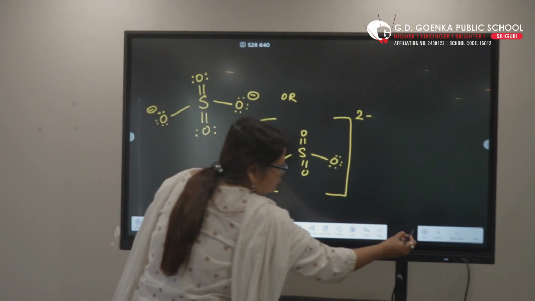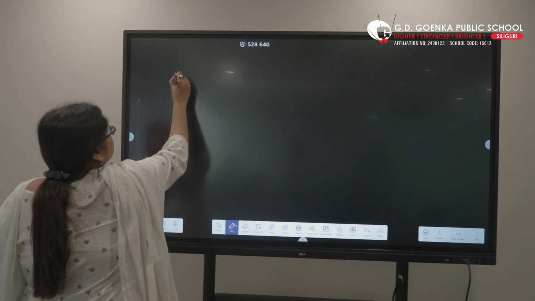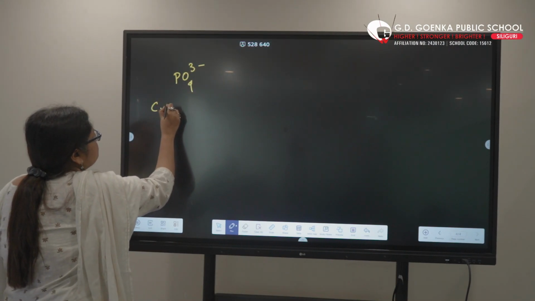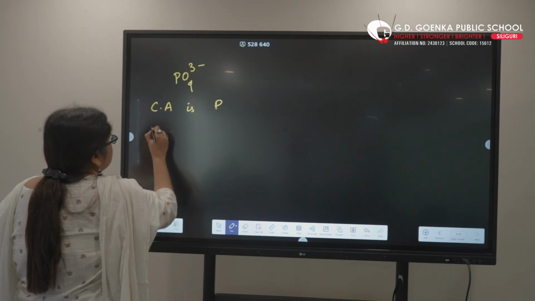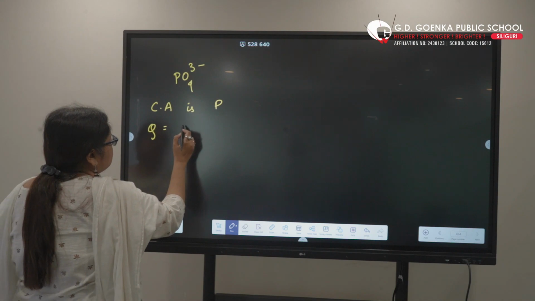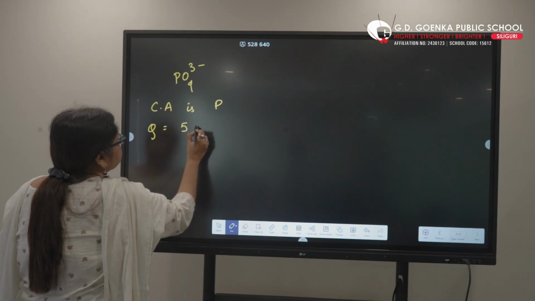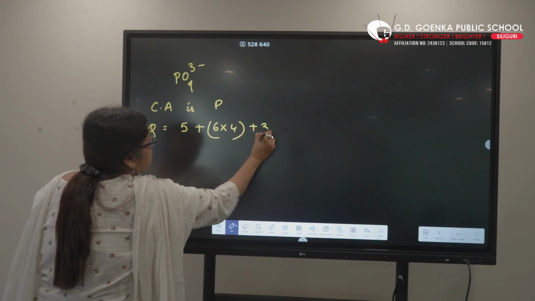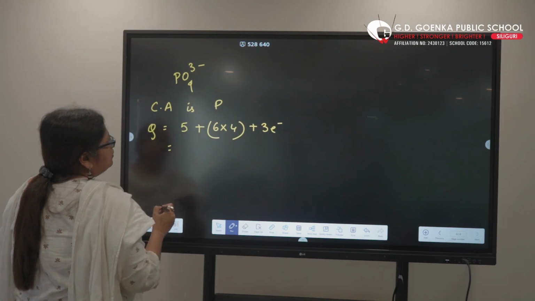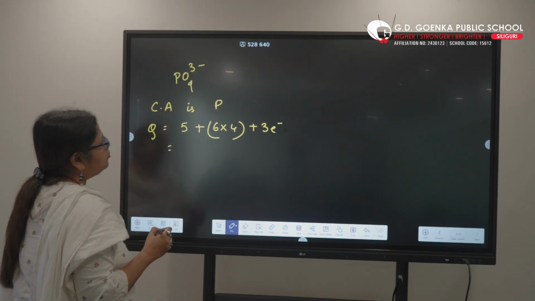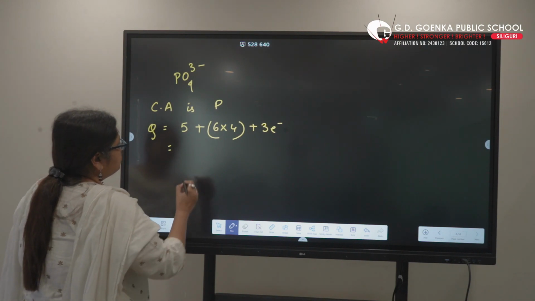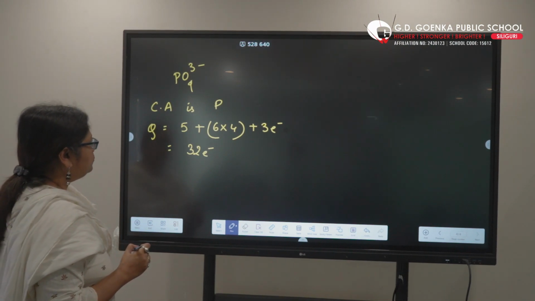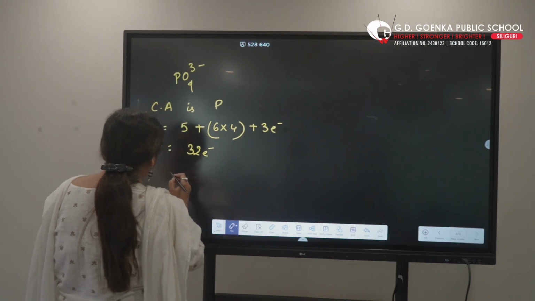Right? Then next for phosphorus, PO4 3 minus, right? So what is the central atom? The central atom is phosphorus. So let us calculate Q for phosphorus. We have 5, then 6 into 4, plus 3. So over here 24 plus 5, 29, 32 electrons. Okay, so 32 electrons. Then we'll draw the skeletal structure.